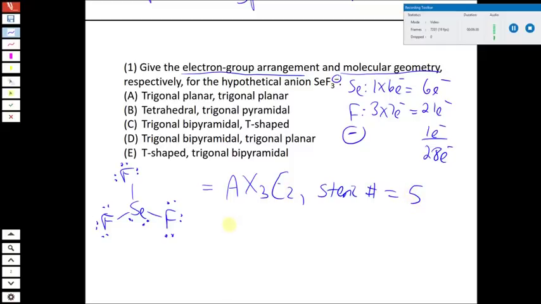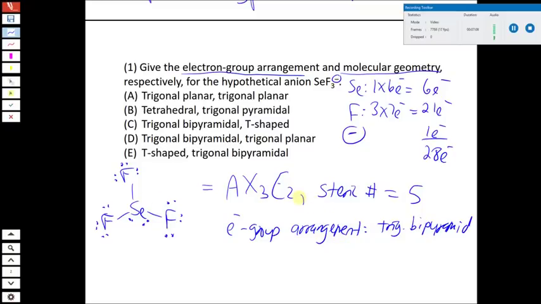And so anytime you have 5 electron groups, any combination of atoms and lone pairs, that's going to give you the same electron group arrangement, which is going to be trigonal bipyramidal. So trigonal bipyramid is going to be the electron group arrangement anytime you have 5 electron groups, which could be AX5, AX4E, AX3E2, AX2E3, a lot of combinations that all have a total of 5 and all have the same electron group arrangement. That's the arrangement of all 5 of these groups.